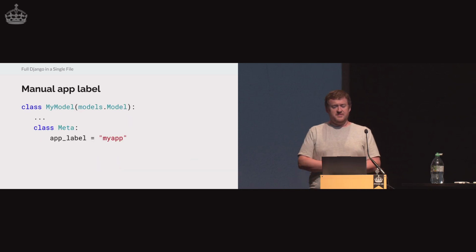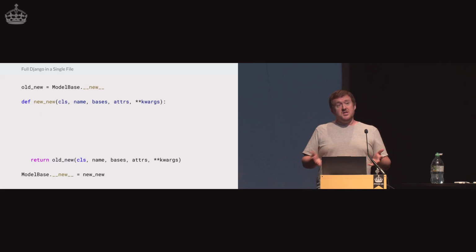Now, Django lets you specify the app label in the Meta class. We could just ask everyone to put this in their models, but that's a bit messy, and where's the fun? So instead, we'll just replace the __new__ method on Django's ModelBase metaclass.